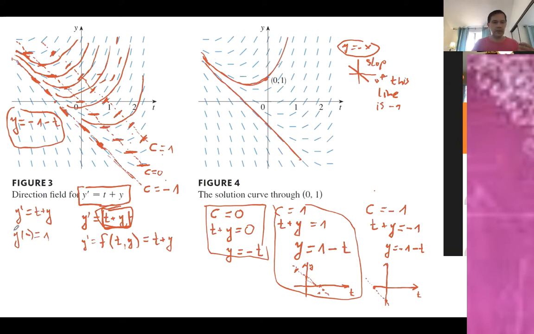Something like this, when you have a differential equation and one condition, is often called an initial value problem, IVP.